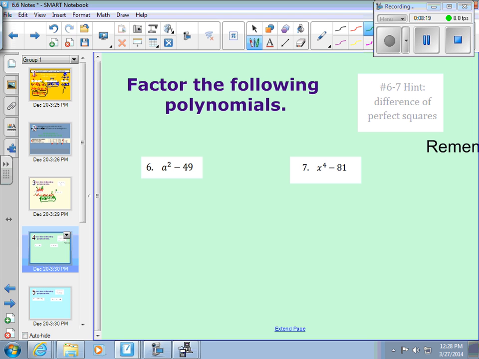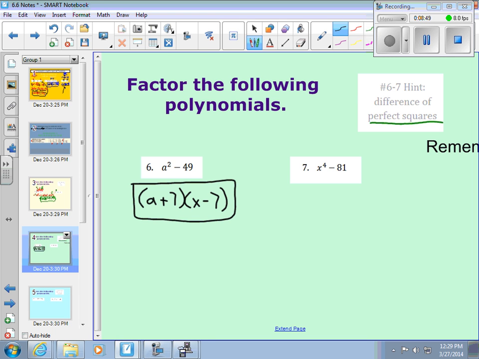This next one, these ones are some of those perfect squares. We don't have anything cubed anymore. It's something squared. So let's use that perfect cube pattern, or square pattern. So what is being squared here? What number squared equals 49? 7. So it looks like the answer on this one is going to be a plus 7 times a minus 7. It's one of those ones.